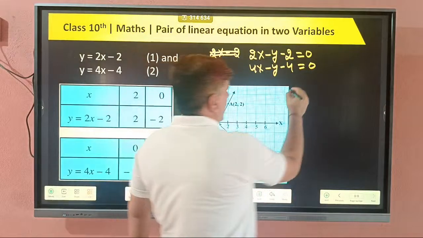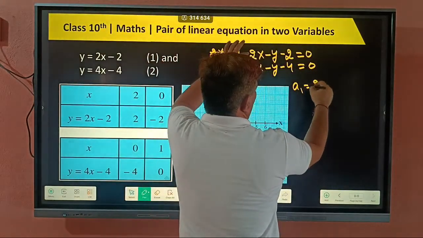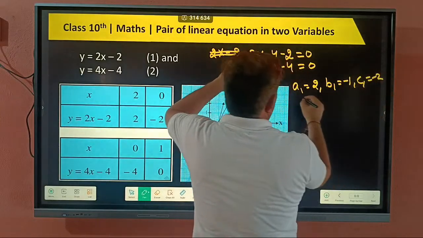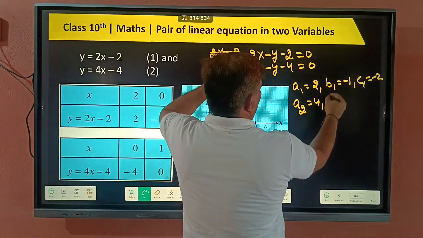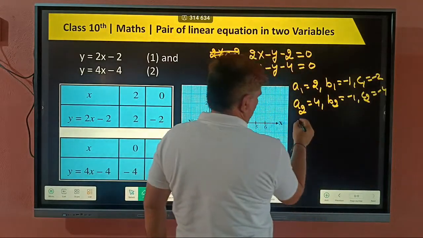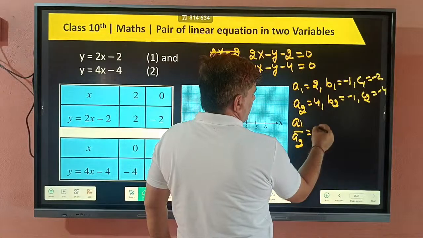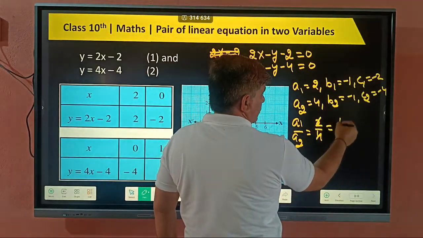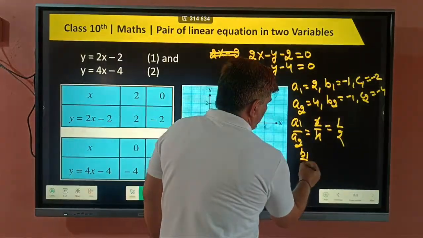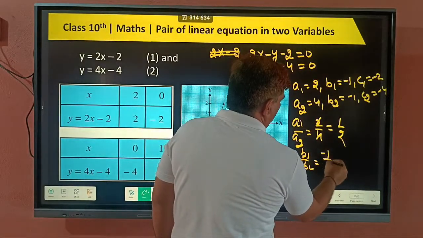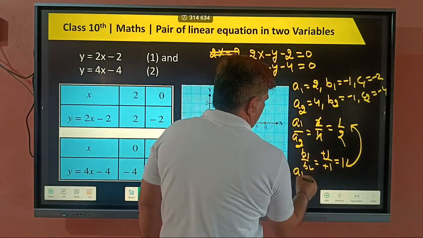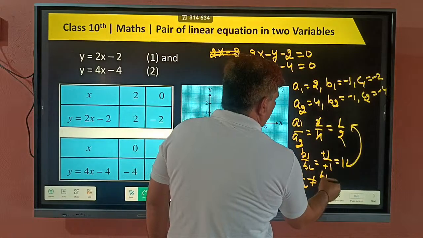Understood? And if you find a1, what is a1 here? 2. What is your b1? Minus 1. What is your c1? Minus 2. What is your a2? 4. What is your b2? Minus 1. What is your c2? Minus 4. So a1 by a2 is 2 by 4. If you cancel this, what is coming? 1 by 2. b1 by b2 is minus 1 divided by minus 1, cancel, equal to 1. Are these both equal? No. So directly we can say a1 by a2 is not equal to b1 by b2.